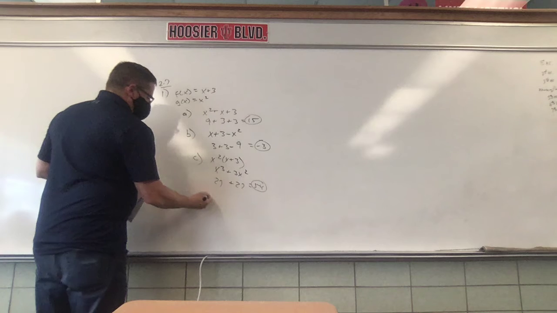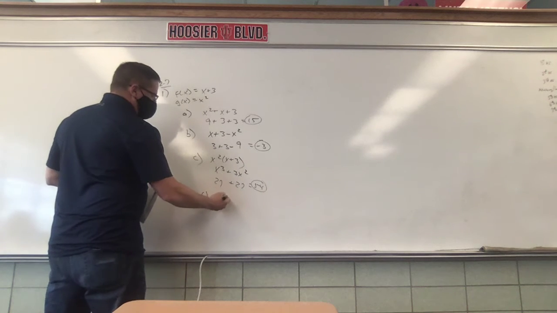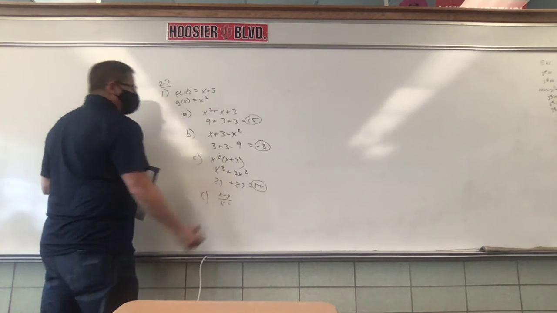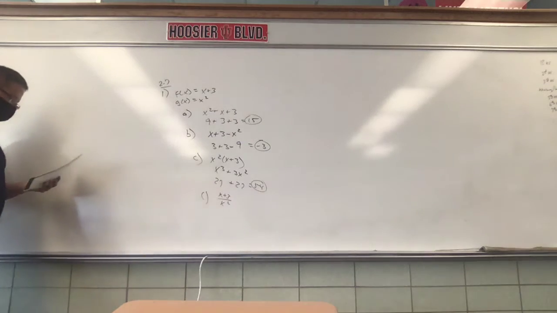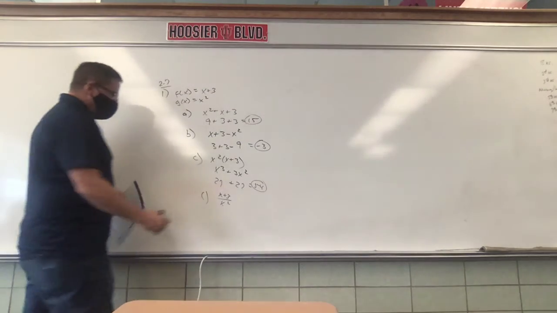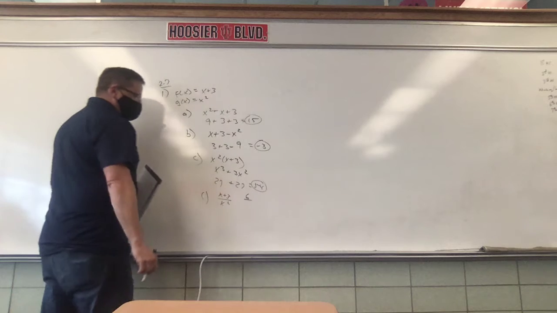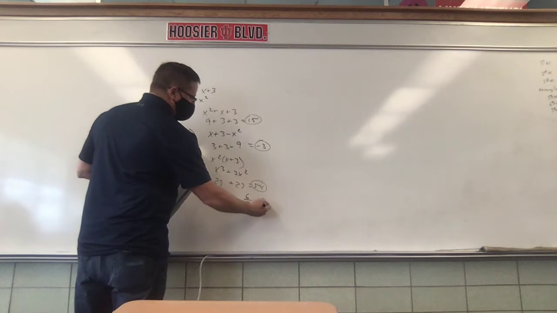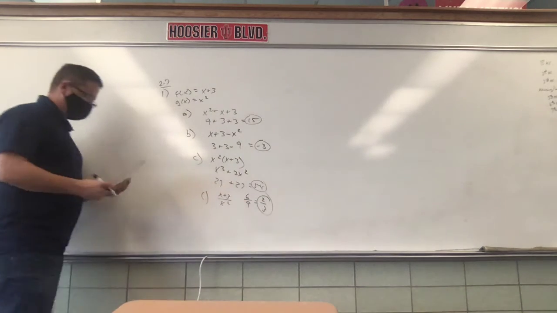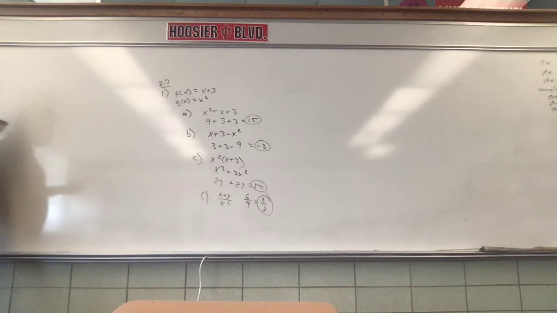Then we divide them: x plus 3 over x squared. That doesn't simplify, so just leave it as x plus 3 over x squared. We plug in 3 for the last time. 3 plus 3 is 6, over 3 squared, which is 9. 6 ninths simplifies to 2/3. Okay? Any questions on that?